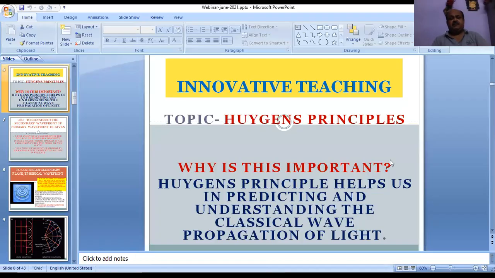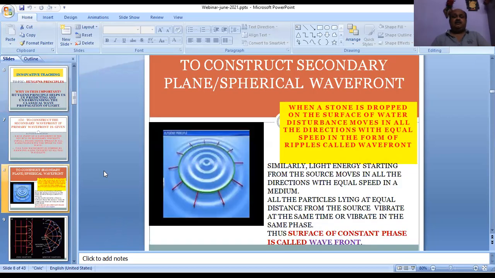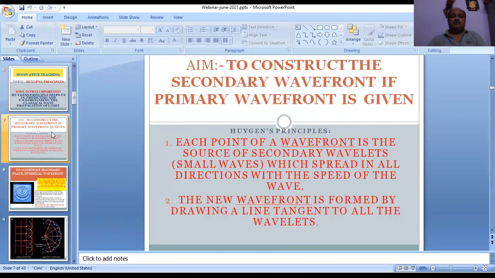Huygens principle. Why is this important? This is important as it helps us in predicting and understanding the classical wave propagation of light. What is its aim? Huygens principle is used to construct the secondary wavefront if the primary wavefront is given.